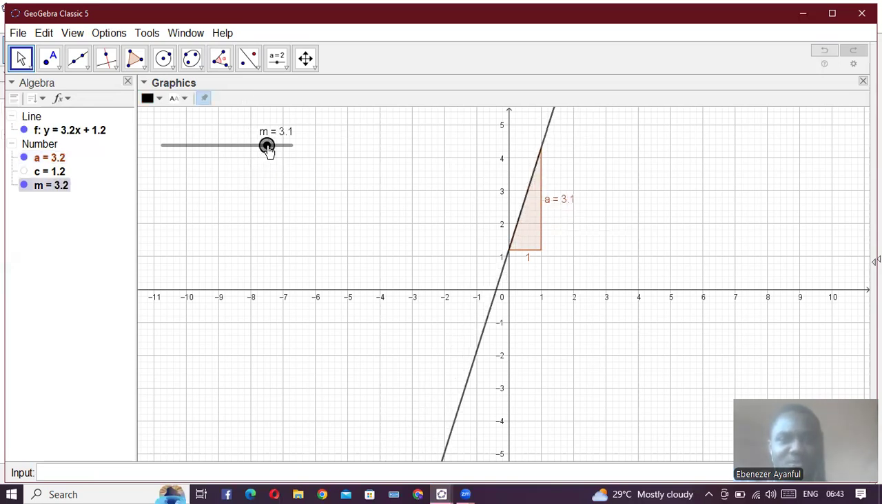Now look at something. As I change the value of m, the slope is also changing. It is exactly the same value as m. GeoGebra is calculating the same value as m. That is why we say m is the slope. So m is indeed the slope.